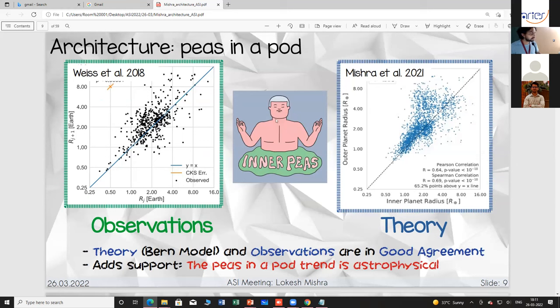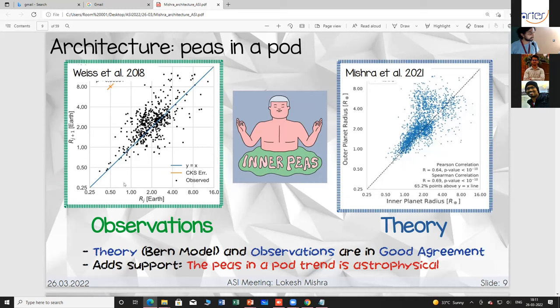This phenomenon is called peas in a pod in our field. What is happening is that you have a star with multiple planets, and people found out that these different planets often tend to have the same size and same mass. If you have three or more planets, the spacing between two planets is also similar. That's what is shown on the graph on the left.